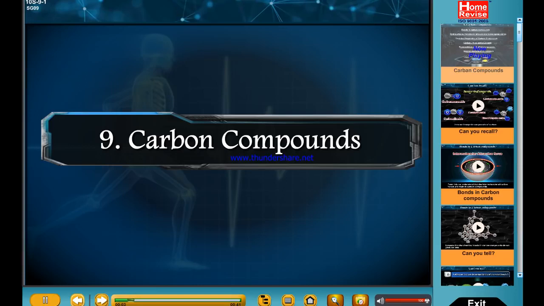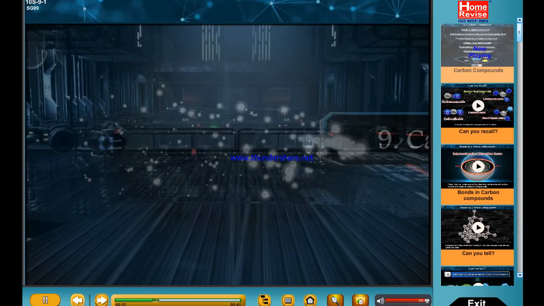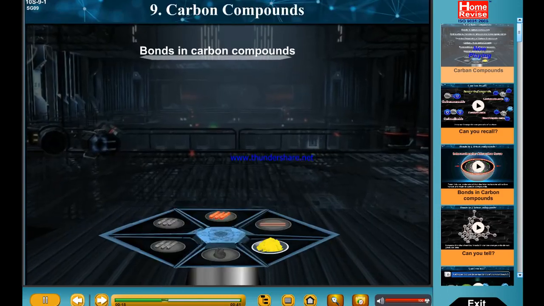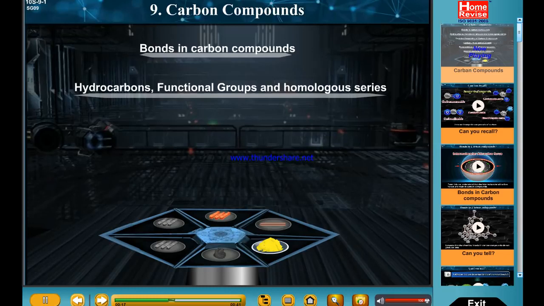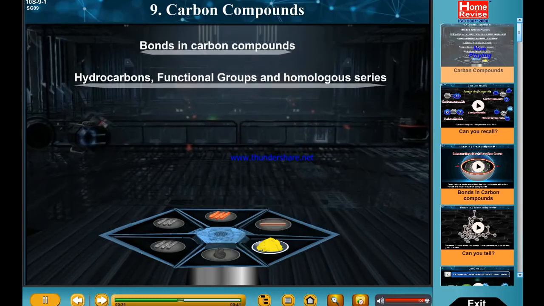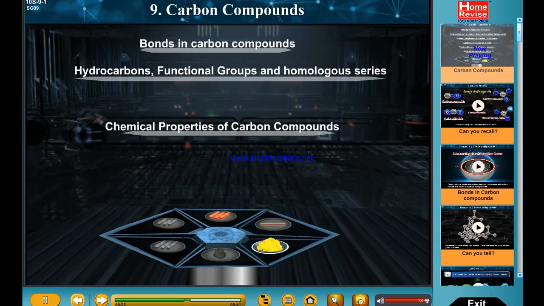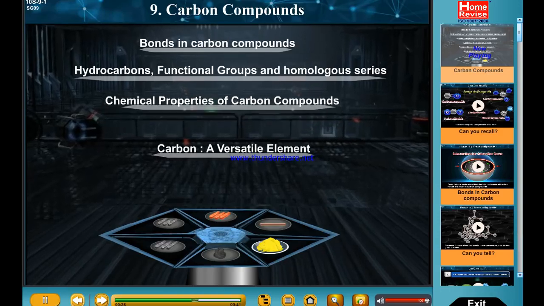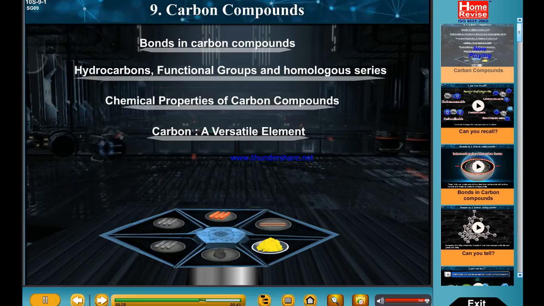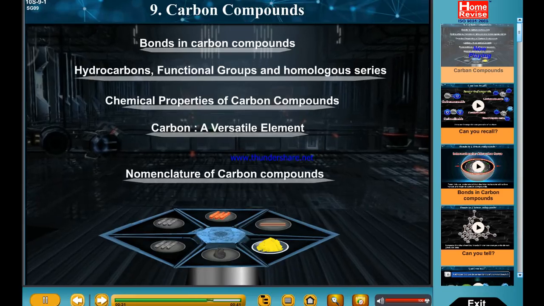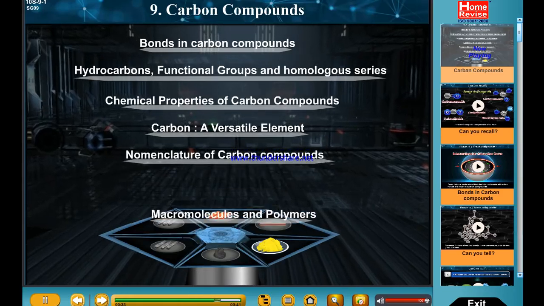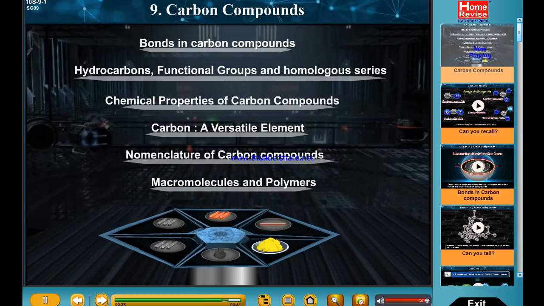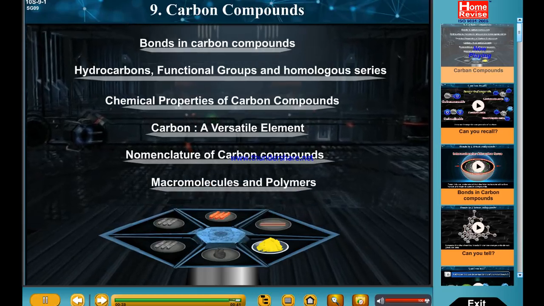Chapter 9. Carbon Compounds. Students, in this chapter, we shall study important points like bonds in carbon compounds, hydrocarbons, functional groups and homologous series, chemical properties of carbon compounds, carbon, a versatile element, nomenclature of carbon compounds, macromolecules and polymers. We shall study these topics in detail.